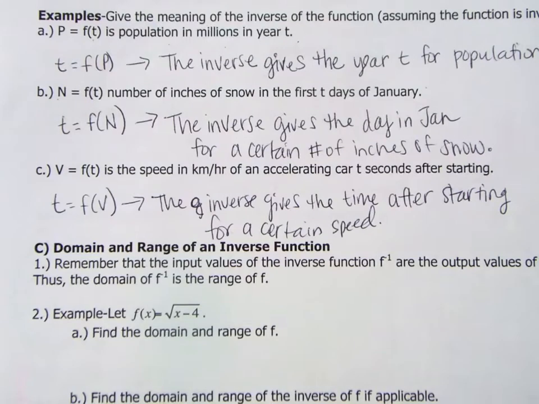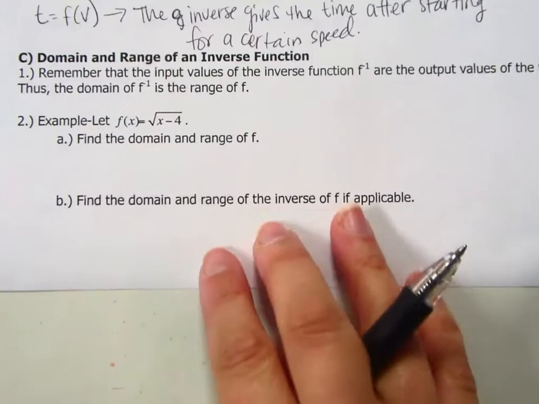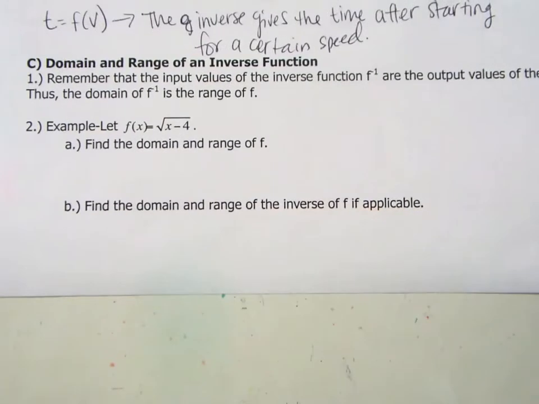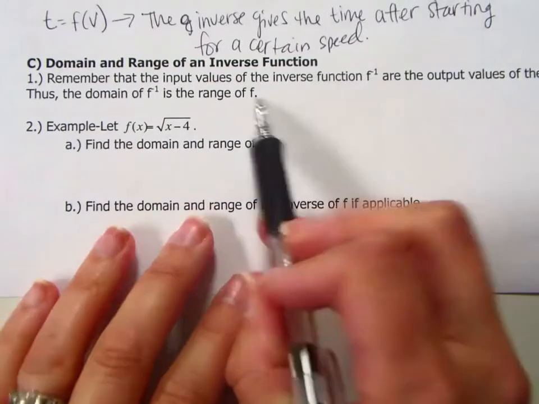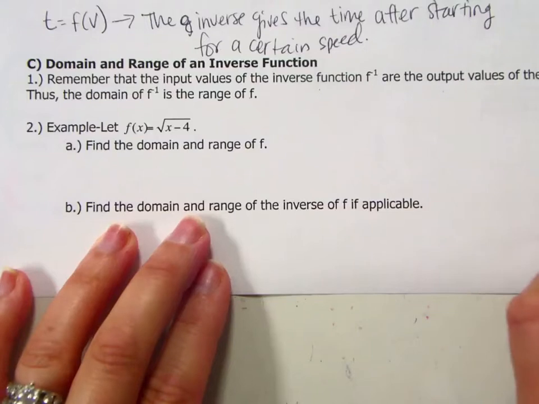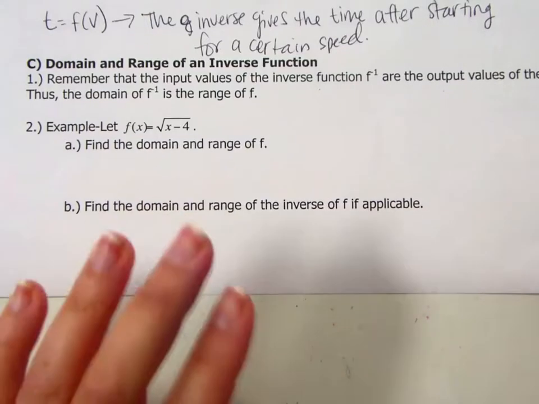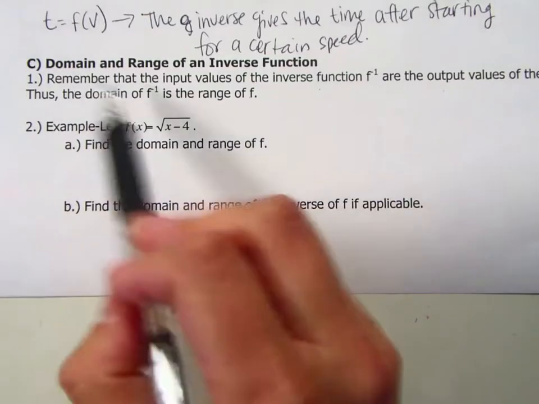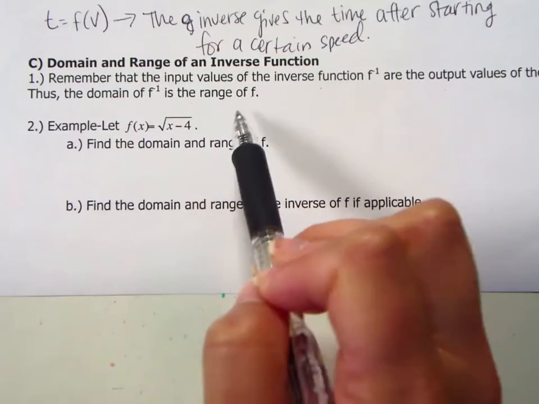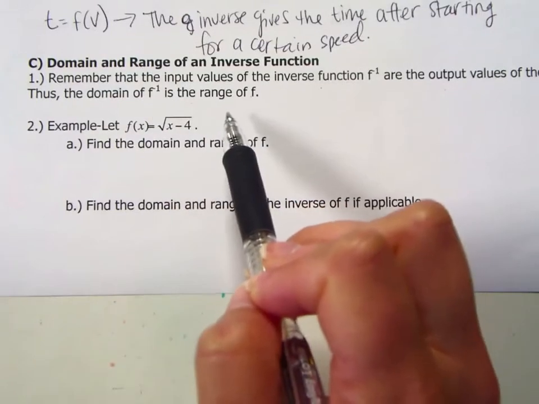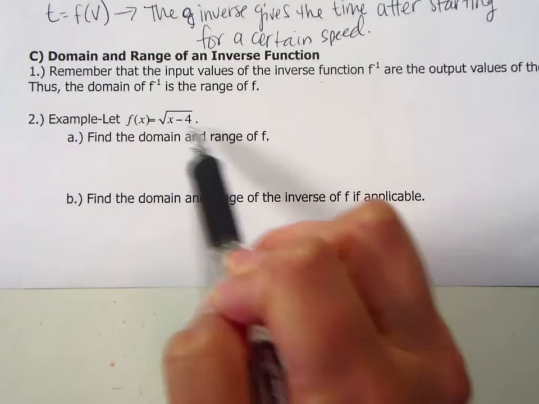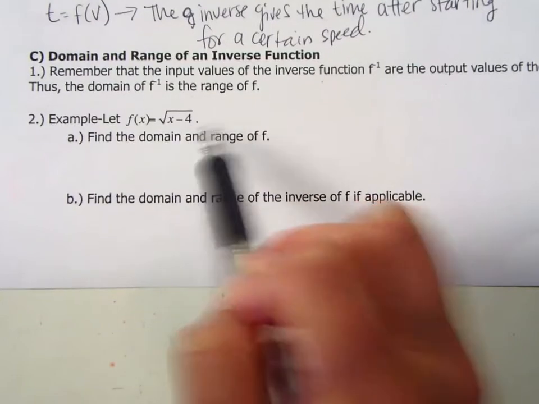All right, we have just enough time to look at the very last example, talking about domain and range of an inverse. Remember that your input values of the inverse are the output values of the function and vice versa. So the domain of the inverse is essentially the range of your original function. So we have f of x equals the square root of x minus 4.